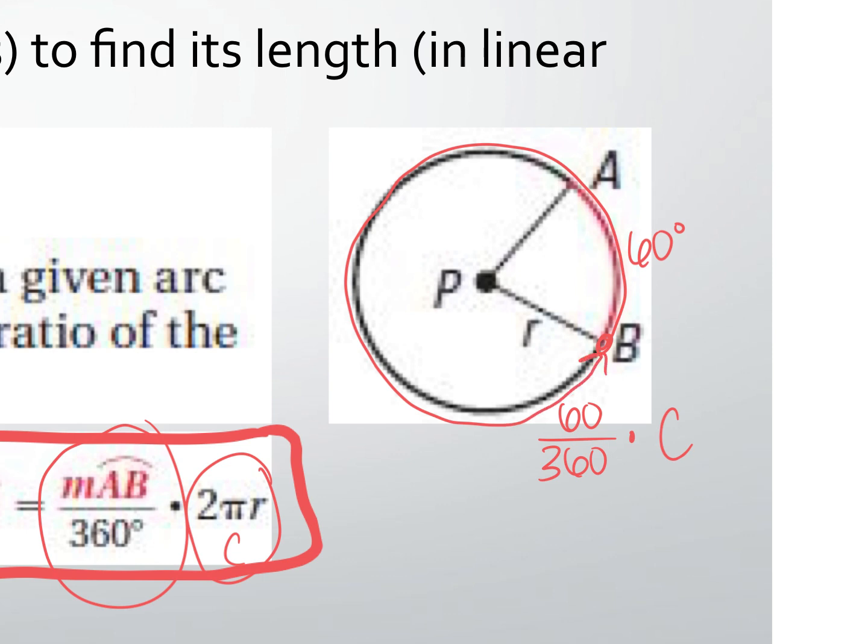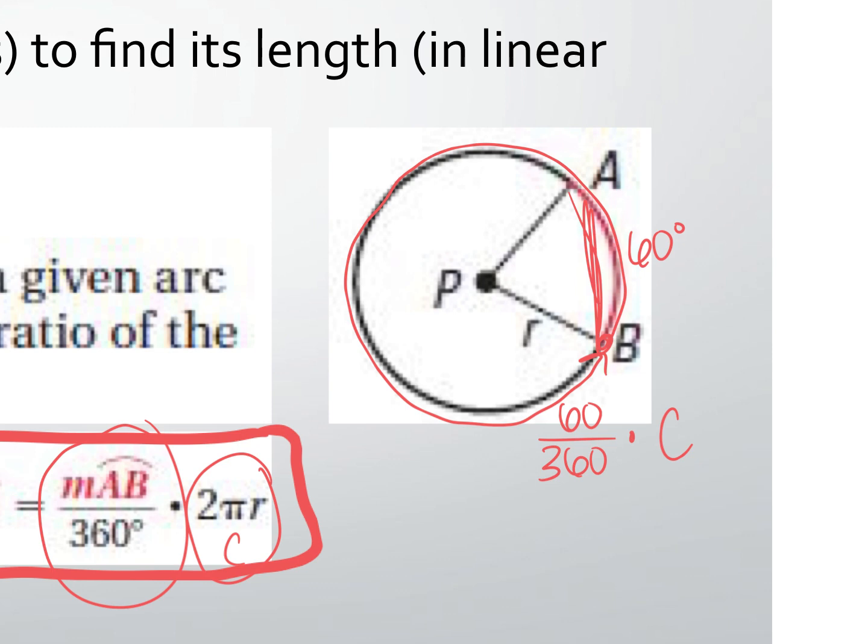You're taking that circumference and you're multiplying it by a ratio, which is 60 over 360 times your circumference, which gives you just that part in the red. Do you see that? It'll only give you this part right here, and it won't tell you the length of the entire thing. Christian?